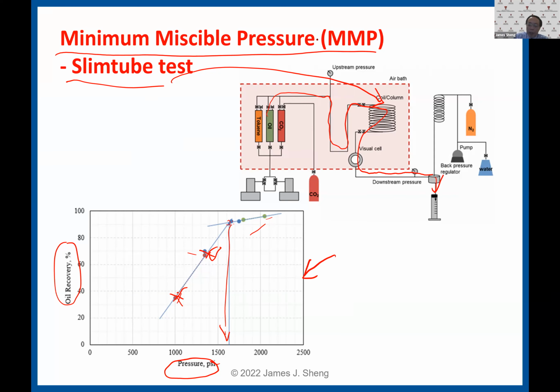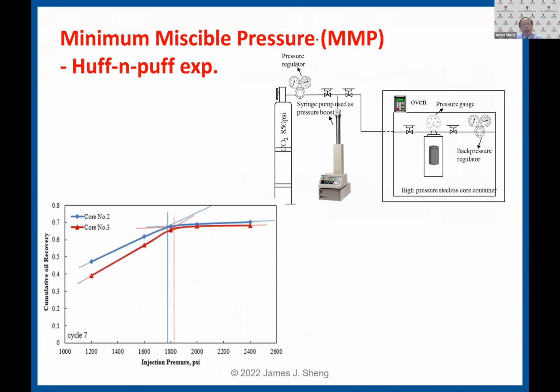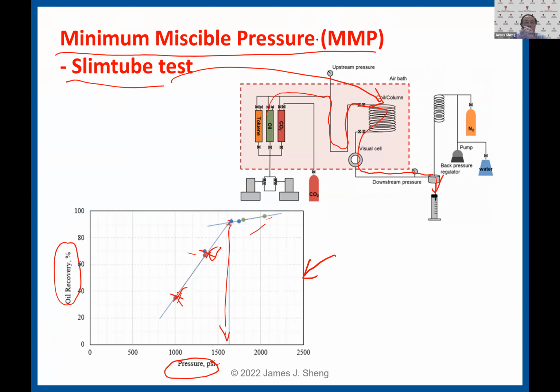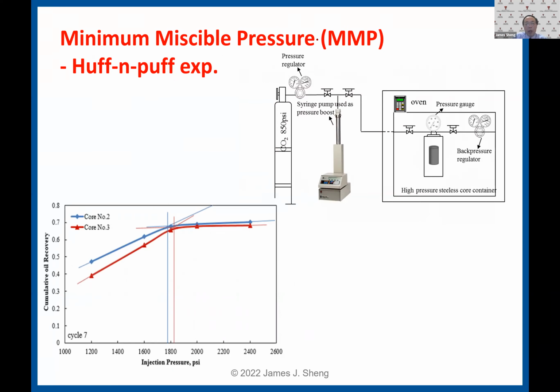So now we are talking about half a puff. We want to know whether the minimum miscible pressure, MMP, from the half-a-puff method is the same as the MMP we got in the conventional way.